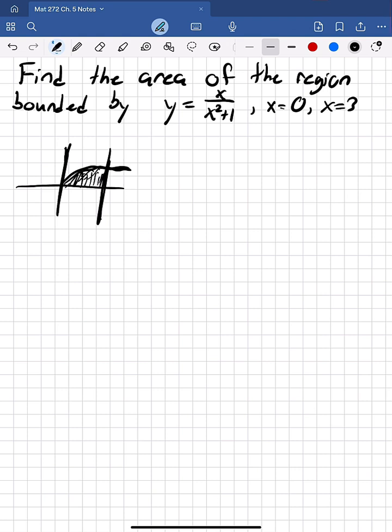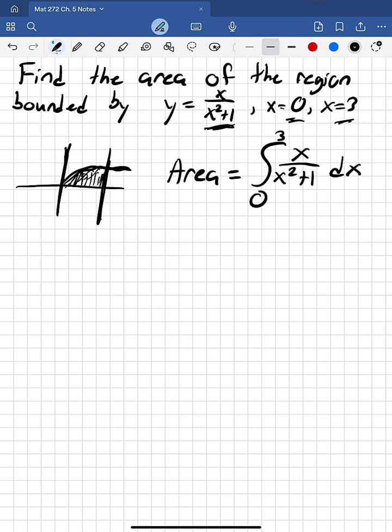How we do that is by invoking an integral with limits of 0 and 3 with the function x over x squared plus 1. So let's say that our area is equal to the integral from 0 to 3 of x over x squared plus 1 dx. Again, I have to use u-du substitution to solve this, so I'm going to choose my u to be x squared plus 1.